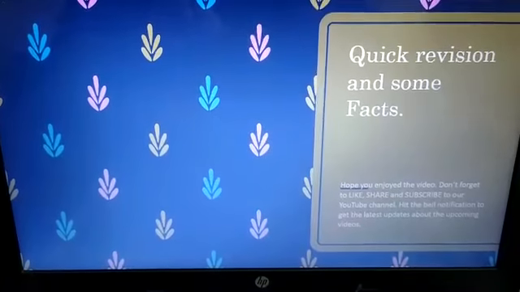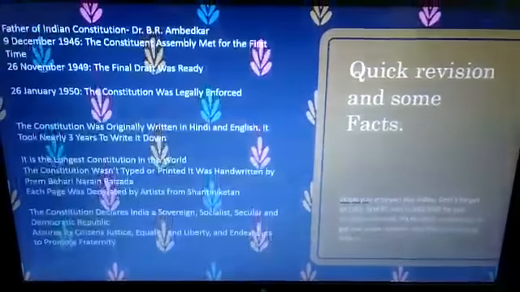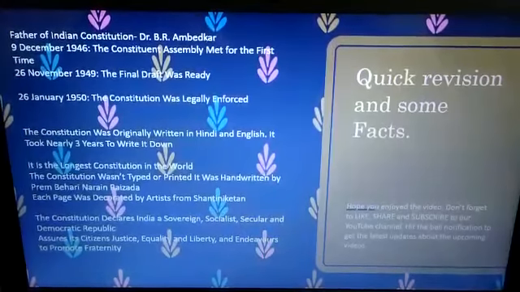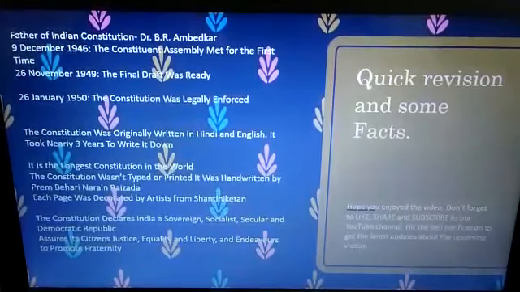Let us now read about some of the interesting facts about the Indian constitution. Dr. B.R. Ambedkar is called the father of the Indian constitution. On 9th December 1946, the Constituent Assembly met for the first time. On 26 November 1949, the final draft was ready. 26 January 1950 was the date on which the Constitution was legally enforced. The Constitution was originally written in Hindi and English. It took nearly 3 years to write it down.